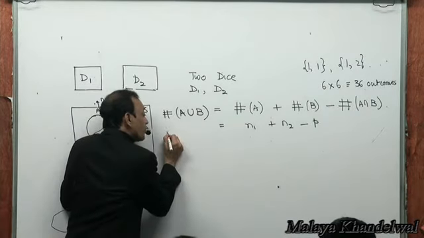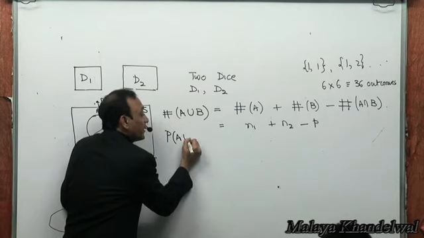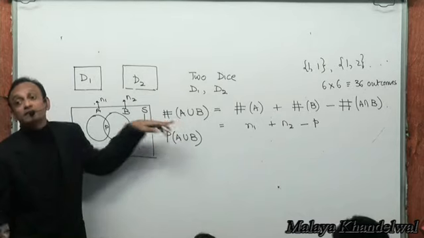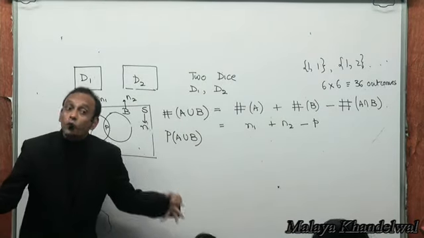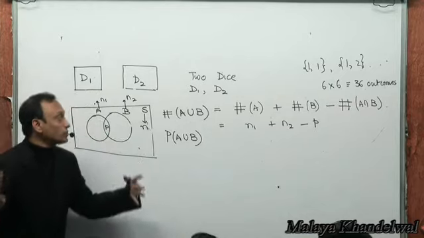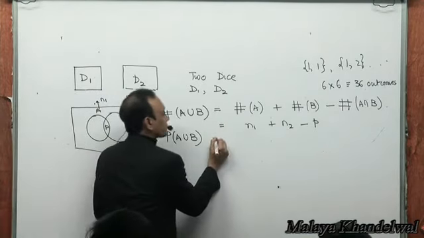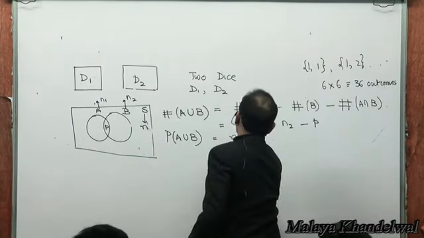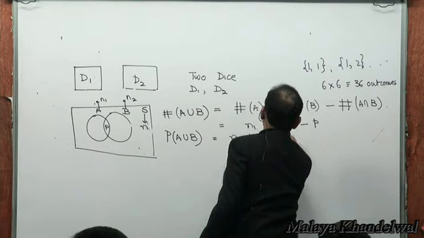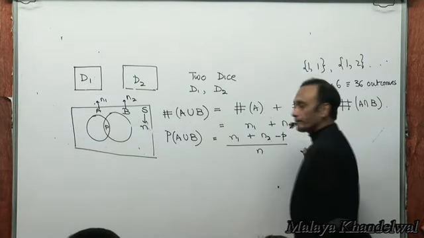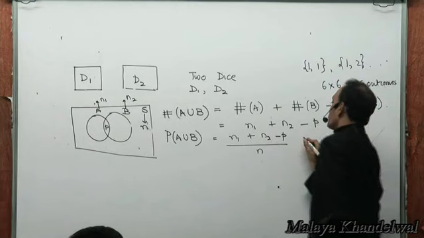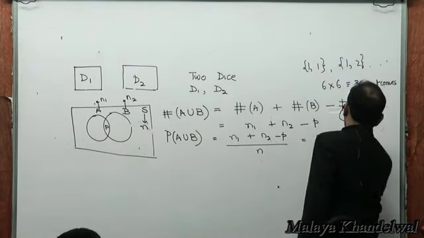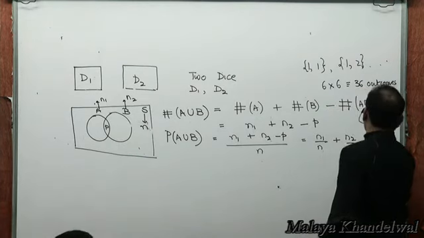Now, the probability of A union B, A or B, is going to be the number of elements in A or B divided by the total number of members in the sample space, which is n1 plus n2 minus P divided by n. Yes or no? Which is like n1 by n plus n2 by n minus P by n. Yes or no?